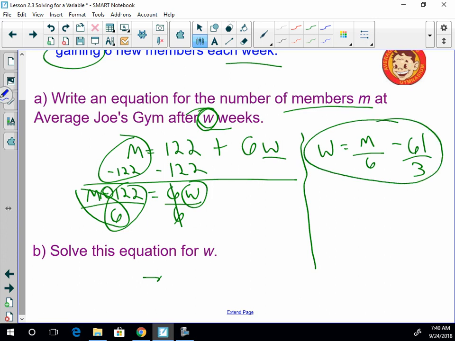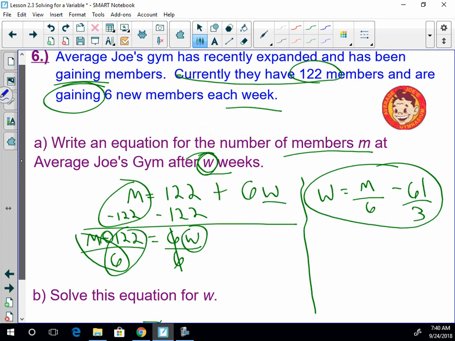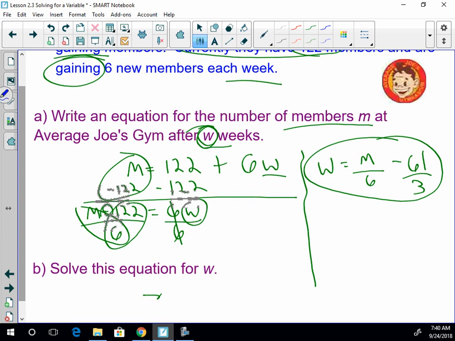So yeah, if Average Joe knew how many weeks, or knew the amount of members that they wanted to have for a goal, say, I want to know when I'm going to have 1,000 members, they can plug the number 1,000 in here for M, and this formula would give them an estimate on how many weeks it would take them to get there, and they can do some planning based on that.